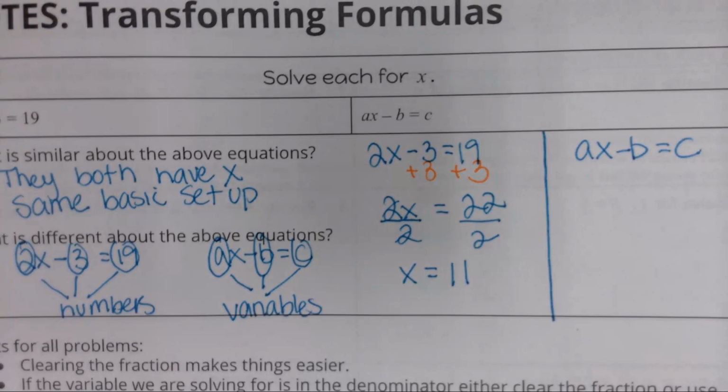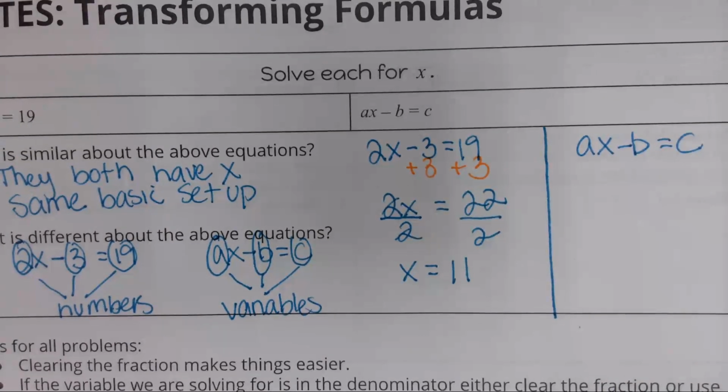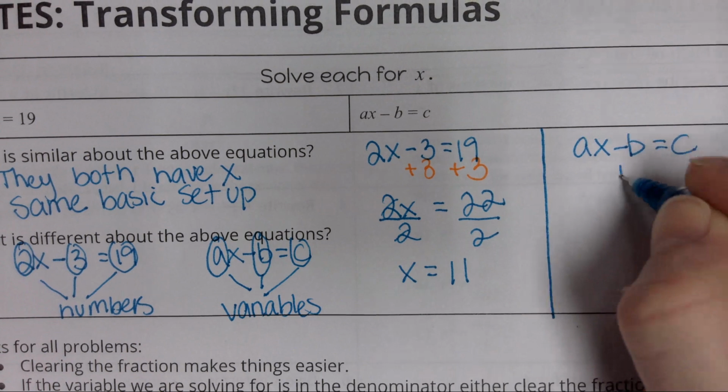what I'm going to do is still get x alone. Alone means just on the side by itself, and I'm going to do the same steps. So this time I'm going to add b.